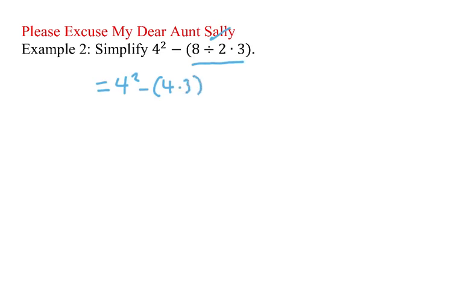Then we can do the multiplication. 4 times 3 is 12. Once we've completed everything in the parentheses, we no longer really have to write those parentheses. We can just say 12. So we took care of the parentheses. I do see an exponent, so the order of operations tells us to pay attention to that exponent next.